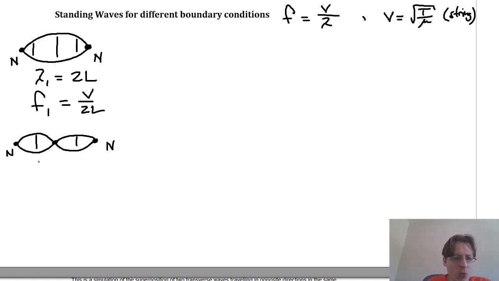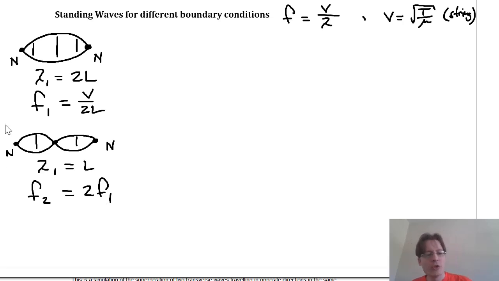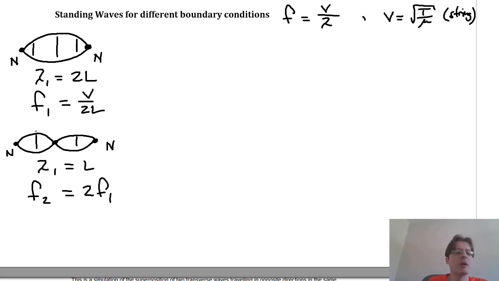So in this case, the wavelength is exactly equal to the length of the string. That's half the wavelength, therefore double the frequency. Look at the equation. If you halve the wavelength, you double the frequency. This means this is number 2. F2 has twice the frequency of the fundamental. That's another possible resonance that you can get on a guitar string.